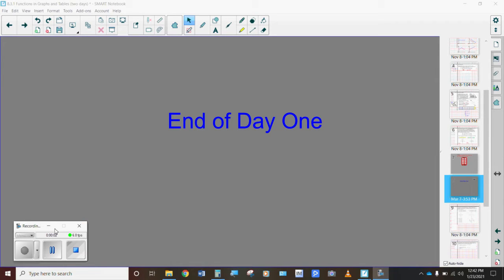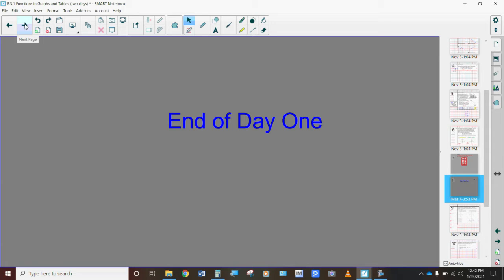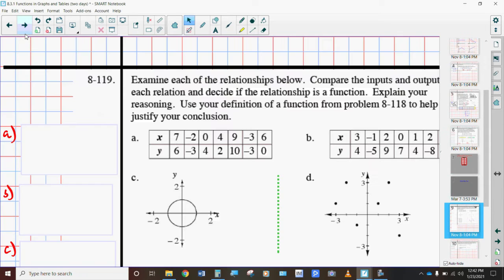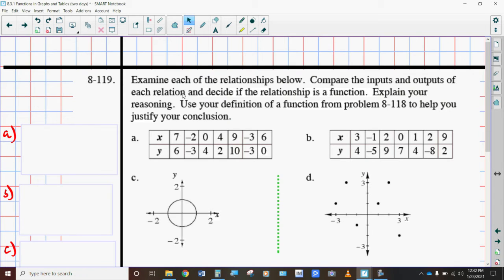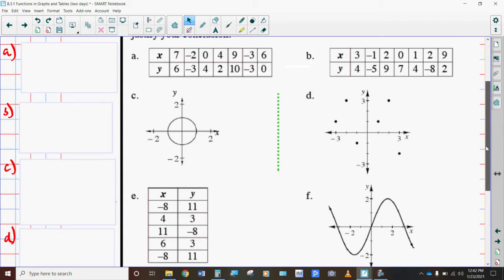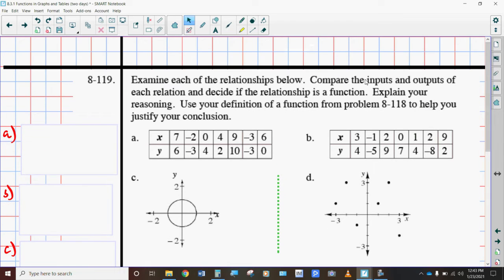Alrighty, let's move on to day 2 of our lesson for 8.3.1, where we are exploring functions in graphs and tables. Problem number 119 says examine each of the relationships below. Okay, so we've got about 6 little situations down here. Some of them are tables, some of them are graphs. And your job is to compare the inputs and outputs of each relation and decide if the relationship is a function. Explain your reasoning. Use your definition of a function to help justify your conclusion.